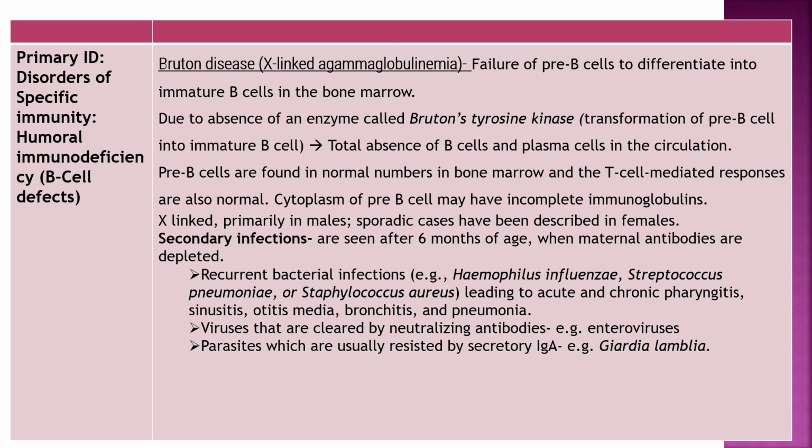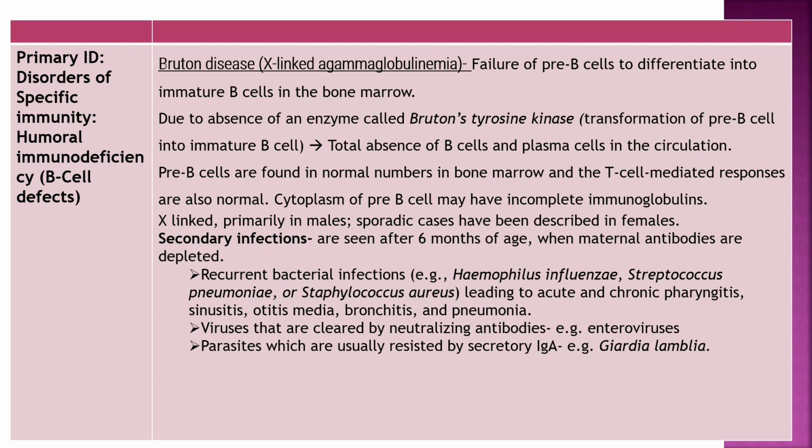This is due to absence of an enzyme called Bruton tyrosine kinase, which causes transformation of pre-B cells into immature B cells. So there is total absence of B cells and plasma cells in the circulation. Pre-B cells are found in normal numbers in bone marrow, and T cell mediated responses are normal. The cytoplasm of pre-B cells may have incomplete immunoglobulin.